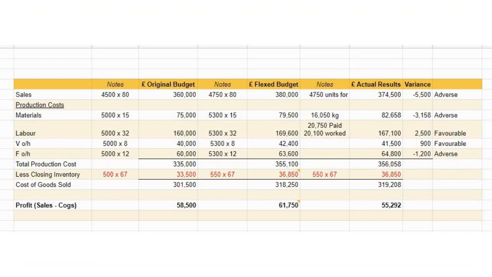Okay, so in this video I'm going to look at variable overheads. From the budget, the flexed budget and the actual results, we can see the original plan was to produce 5,000 units at £8 variable overhead per unit, and the original budget showed £40,000. The actual production was 5,300 units in this production run, and so the flexed budget, what was expected, was £42,400, but the actual variable overheads came in at £41,500, giving a £900 favourable variance.